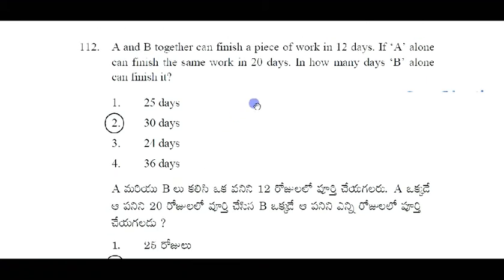A and B together can finish a piece of work in 12 days. If A alone can finish the same work in 20 days, in how many days can B alone finish it? 30 days.